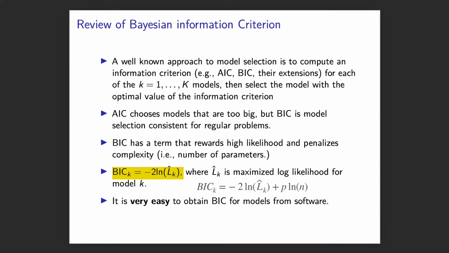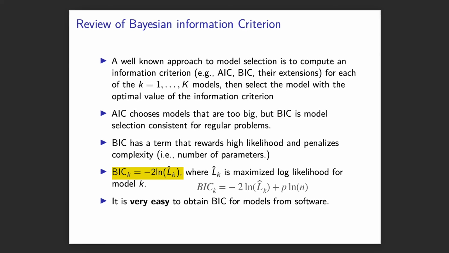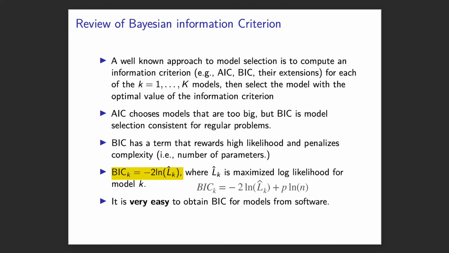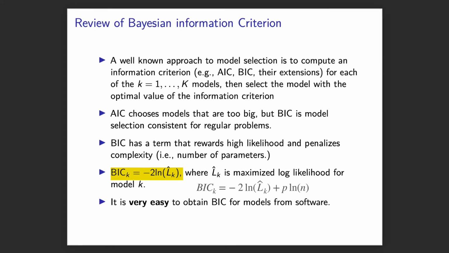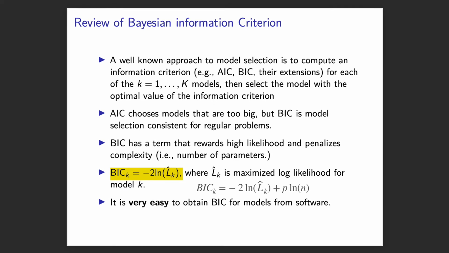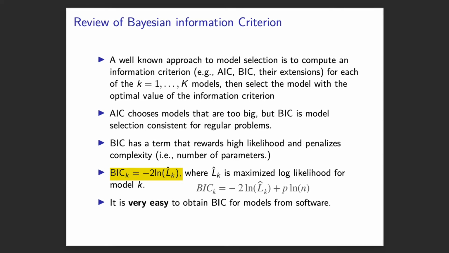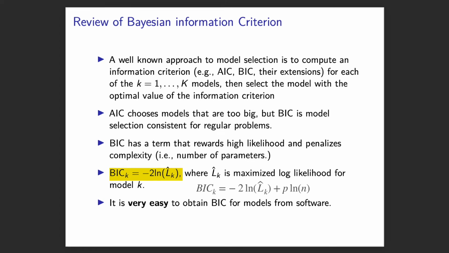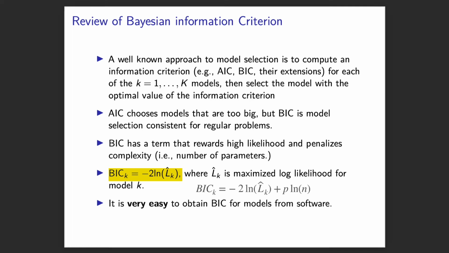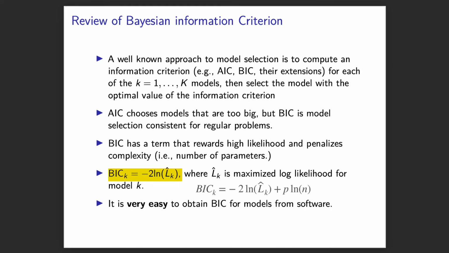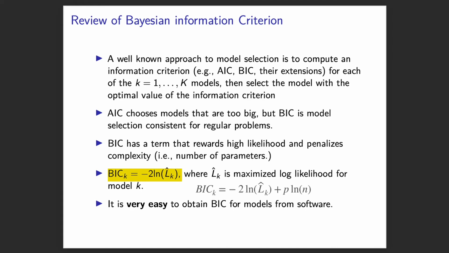It's known that AIC was the original article, but it picks models that are too big. But BIC is model selection consistent for regular problems, meaning if you actually have the true model in your candidate set, more on that later, and you increase the sample size, BIC will increasingly put posterior probability on the correct model. That's why we're talking about that today rather than something else, because of that property.